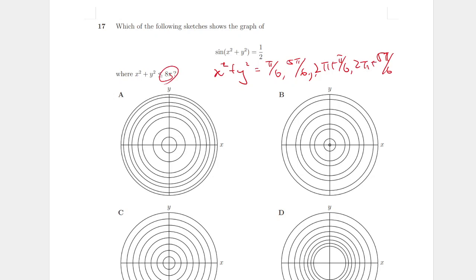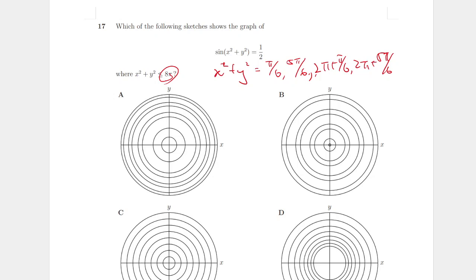So how many solutions would you have? You would have 8 solutions, because for every interval of 2 pi, you have 2 solutions. For example, from 0 to 2 pi, you have 2 solutions, pi over 6 and 5 pi over 6. From the interval 2 pi to 4 pi, you have 2 pi plus pi over 6, and then 2 pi plus 5 pi over 6. Every interval has 2 solutions, so in total 8.